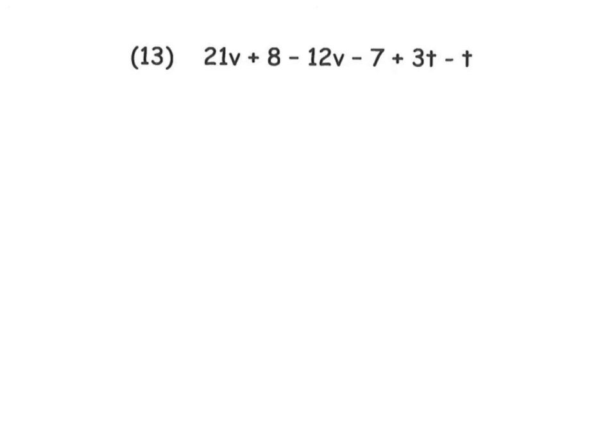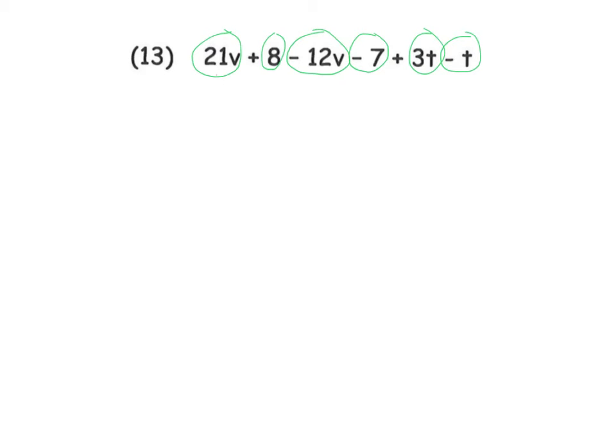Number 13, my terms are 21v, 8, negative 12v, negative 7, 3t, and negative t. So remember, whenever there's a negative, if there's nothing out front or it's a positive, you don't include it. If there's a negative in front, you want to include it every single time. If there's a negative to the left, you want to include it. So we did that. Now let's put some of these terms together.